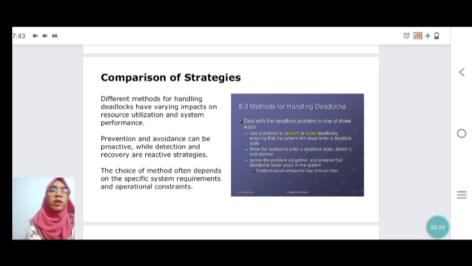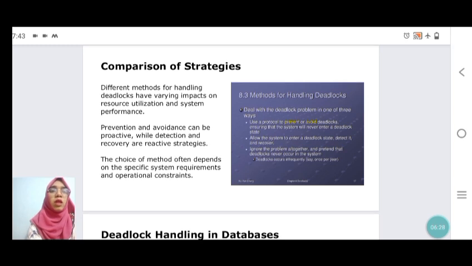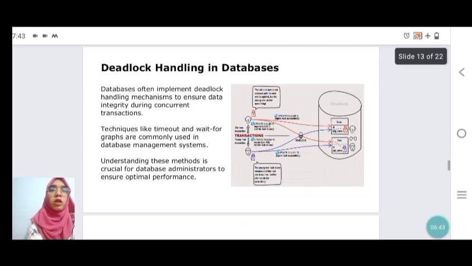We can deal with the deadlock problem in one of three ways: use a protocol to prevent or avoid deadlocks, ensuring the system never enters a deadlock state; allow the system to enter a deadlock state, detect it and recover; or ignore the problem altogether and pretend that deadlocks never occur in the system.